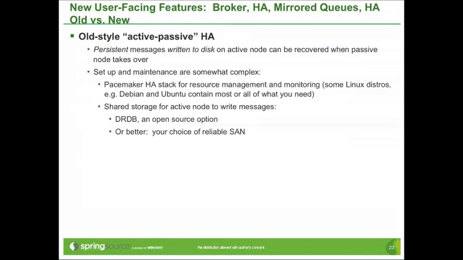So in the past, prior to the mirrored queues release, there was an older active-passive high availability story, which we'll review here a little bit. You can still use this solution, but remembering it allows you to contrast it against the new mirrored queue-based solution and figure out which one you really would like to be using. So in the old style active-passive HA, persistent messages are written to disk on an active node, would be recovered and redelivered if that node failed and a passive standby took over.